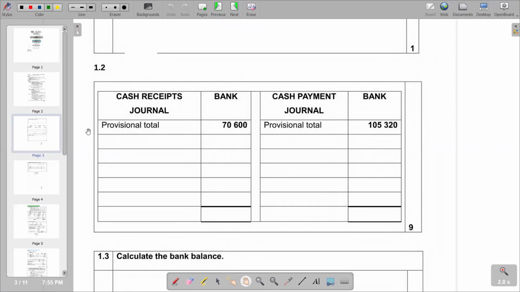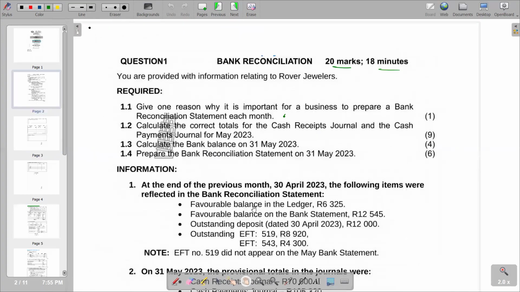So obviously, if you go back, you'll see that we are going to try to locate those entries that appear on the bank statement but are not there in the journal. So we can update that by filling in the spaces that we have under CRJ and CPJ.